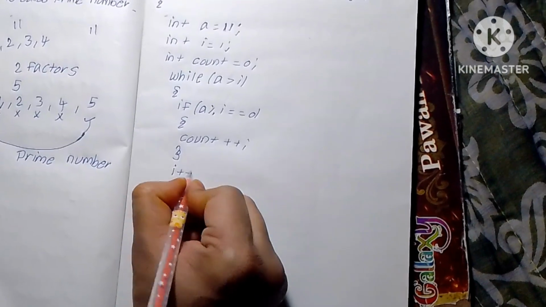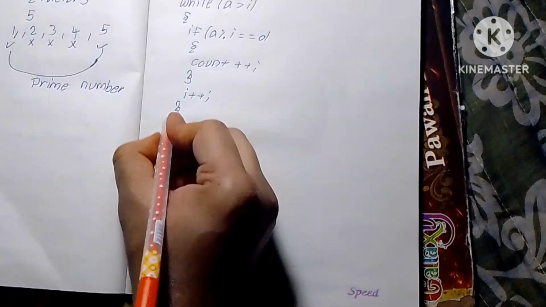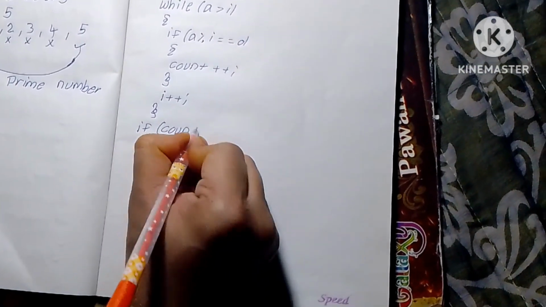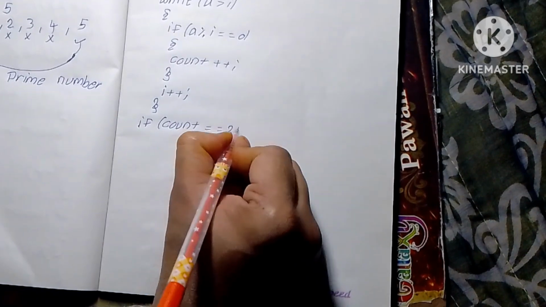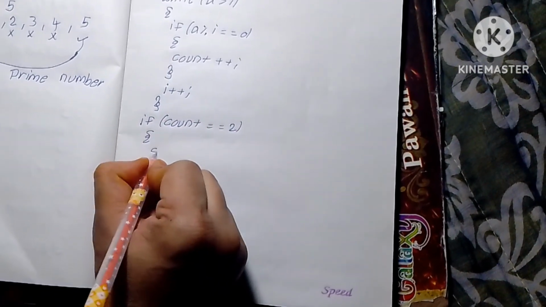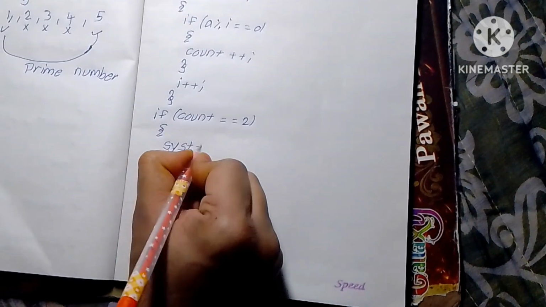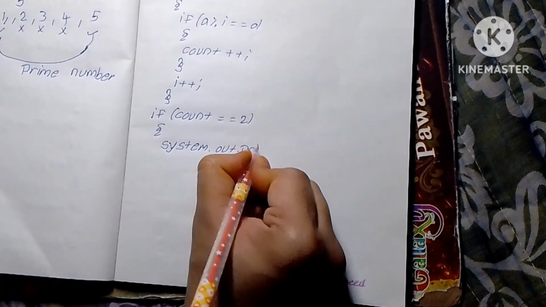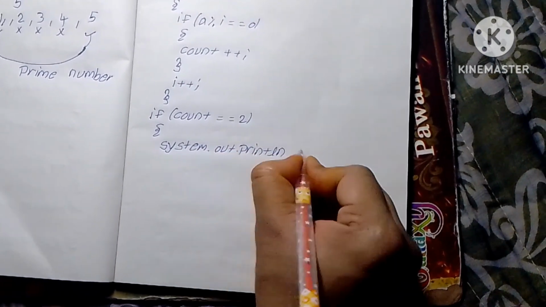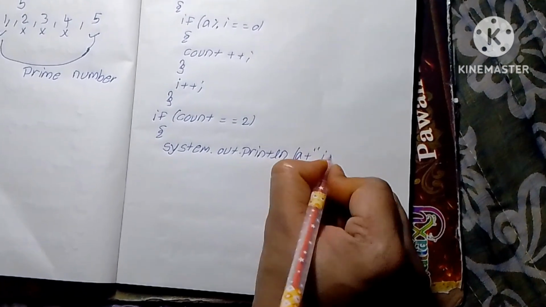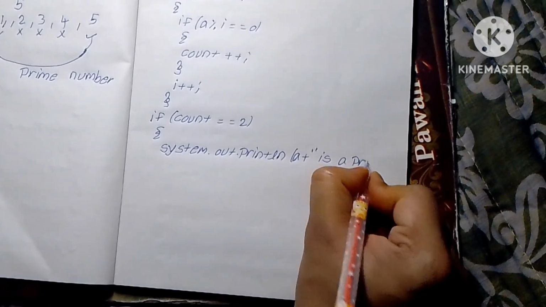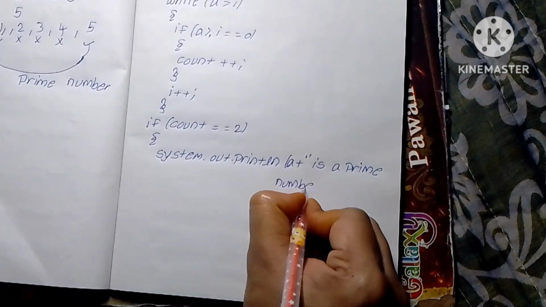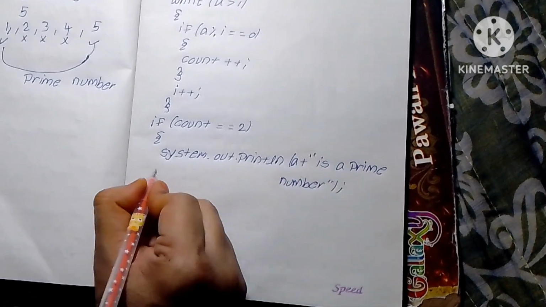In this if block, I'm going to increase the count. And at the last I'm going to update the i value. After the while loop execution, I'm going to again use an if block. So if count is equal to 2, I'm going to print System.out.println a is a prime number. If count is 2, then the number is a prime number. If the count is not equal to 2, then the number is not a prime number.